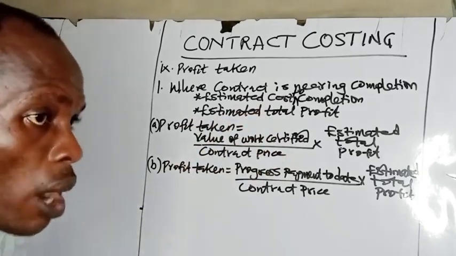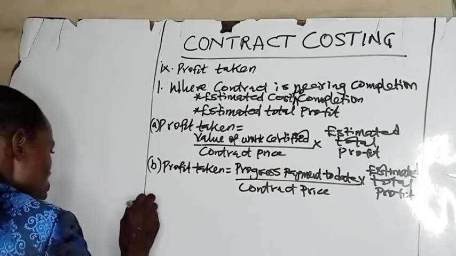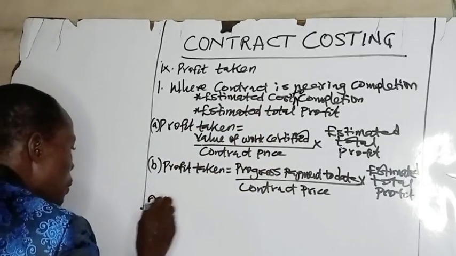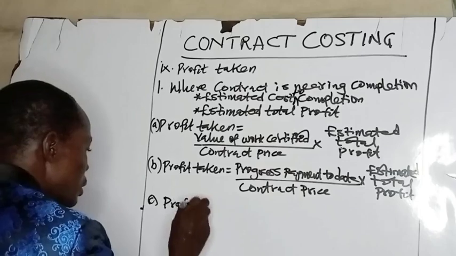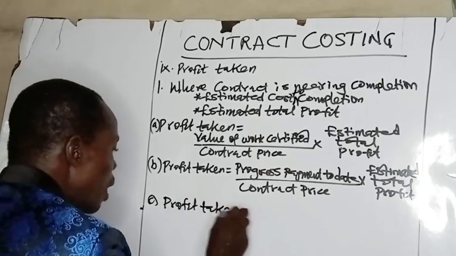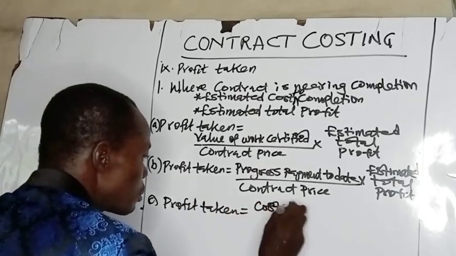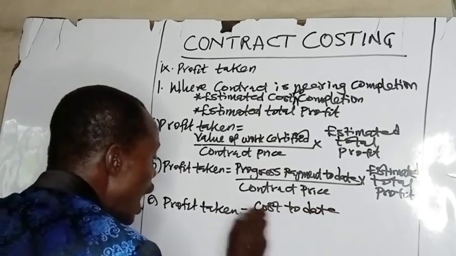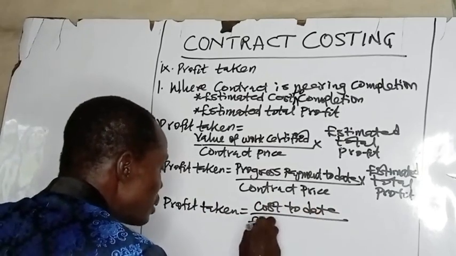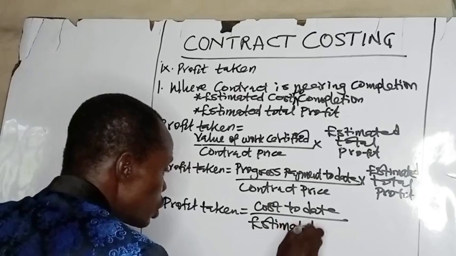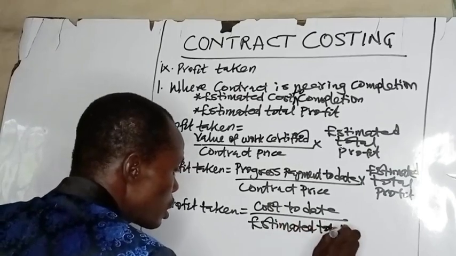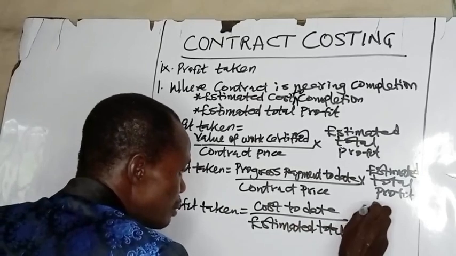Then another one is cost to date. Profit taking will be cost to date over estimated total cost times estimated profit.